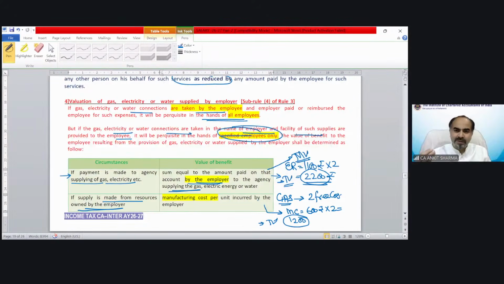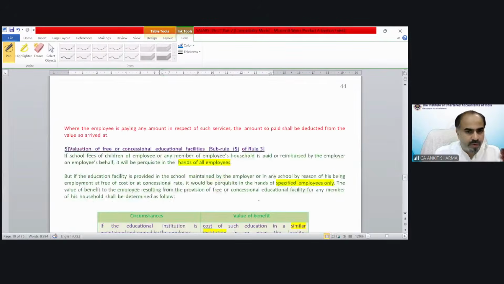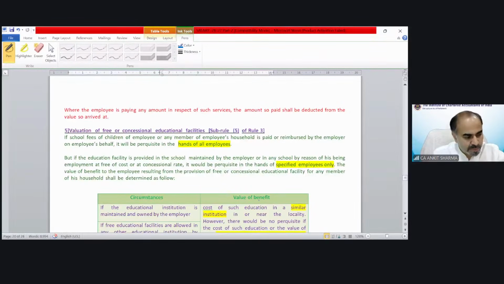The basic simple concept is whatever has been the cost to the employer would be the taxable value. So if he is not manufacturing, he needs to purchase it, so the purchase price would be the taxable value. If he is manufacturing that thing, then of course he need not purchase. In that case, the manufacturing cost would be the taxable value. So it is a very basic and conceptual point. The same note we have discussed earlier also: if anything has been paid by the employee or anything has been charged from the employee, then that is going to be reduced from the value of the perquisite.